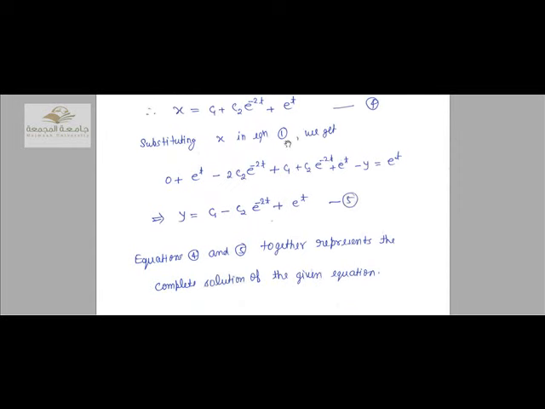Substituting x in equation 1, we get 0 plus e to the power t minus 2c2 e to the power minus 2t plus c1 plus c2 e to the power minus 2t plus e to the power t minus y is equal to e to the power t, which implies y is equal to c1 minus c2 e to the power minus 2t plus c e to the power t. Equation number 5. Equations 4 and 5 together represent the complete solution of the given equation.